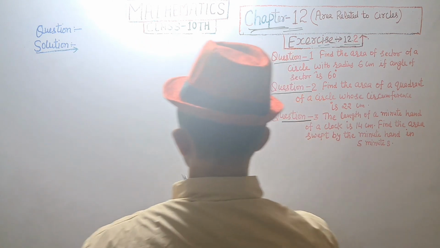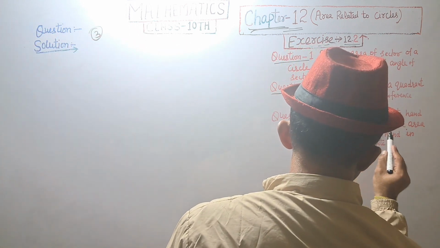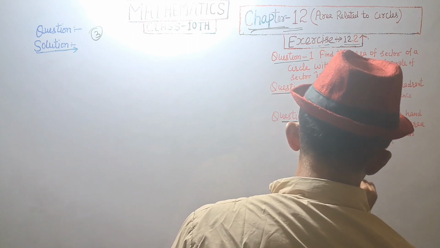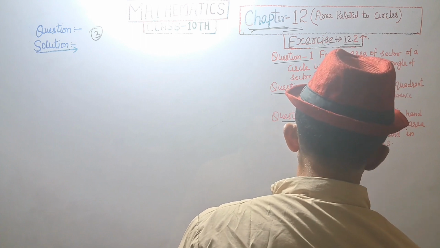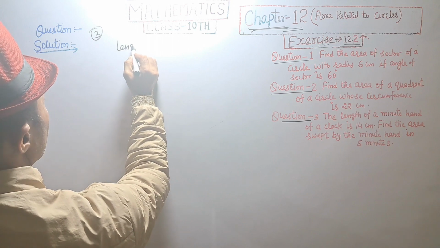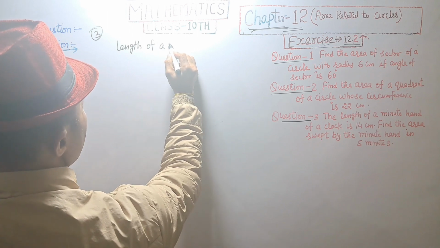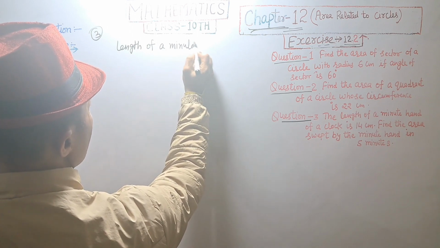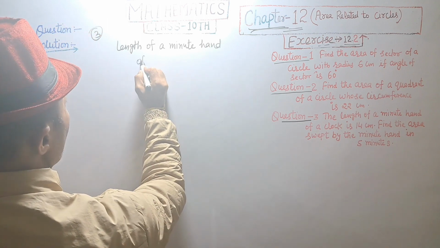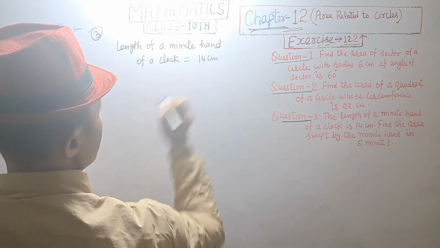Question number 3. The length of a minute hand of a clock is 14 centimeter. Find the area swept by the minute hand in 5 minutes. Length of a minute hand of a clock is equal to 14 centimeter.